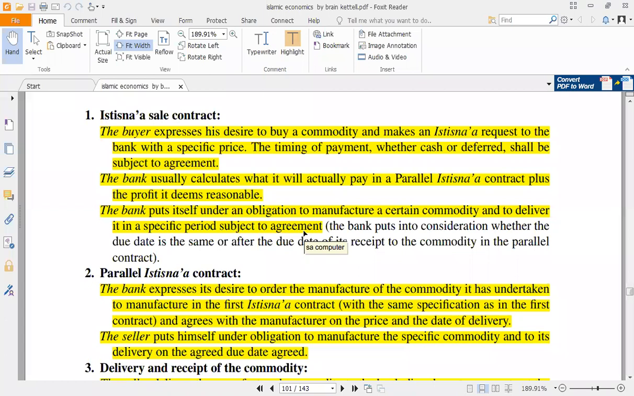available in both contracts, because in the first sale contract the bank has a risk to make the manufactured item. In the second parallel contract, the manufacturer has the risk to manufacture the specific item over the specific time period. So the first one is the sale contract, the second one is the parallel contract. Both are part of Istasna, I will say, not the form. Form we have already done.